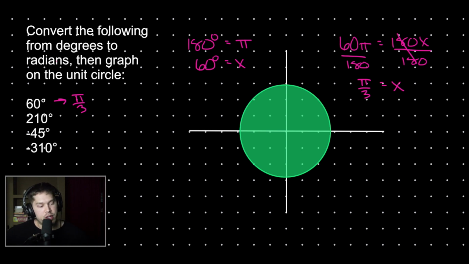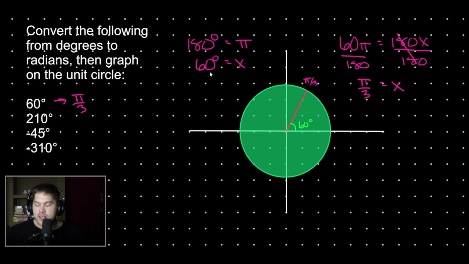So how do we graph this on our unit circle? Well, this is simply telling us that if we have theta, and theta is some 60 degrees, well then this location is not only 60 degrees, but it is also pi over 3 radians. All right, how about this one? How do we convert from 210 degrees to radians?